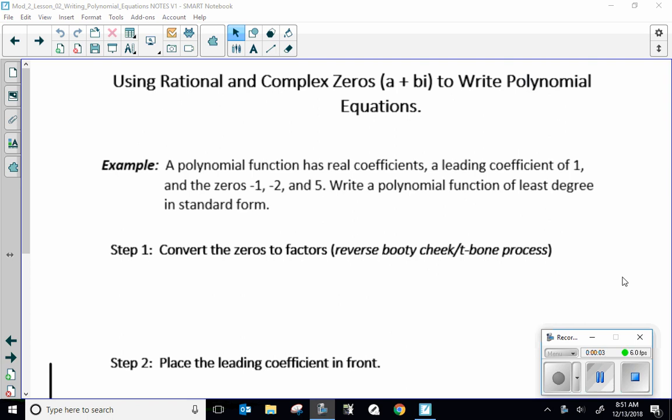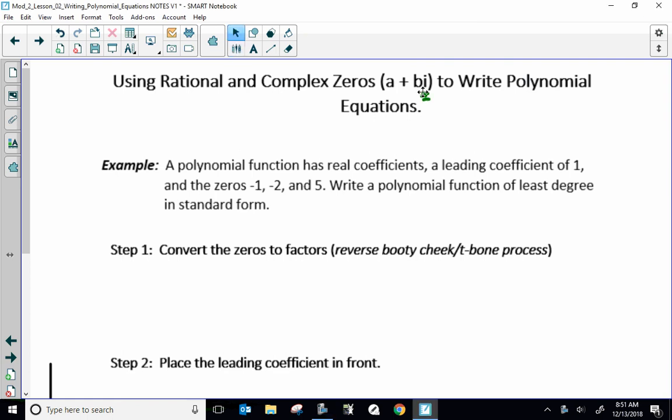Welcome. We are in Unit 2, Lesson 2, Part 1, using rational and complex zeros. And complex zeros, remember, all that means is we have an i in there, an imaginary number, for complex, to write polynomial equations. And this has a history of being pretty simple for the students here because it deals with a lot of algebra. Okay, a lot of algebra.